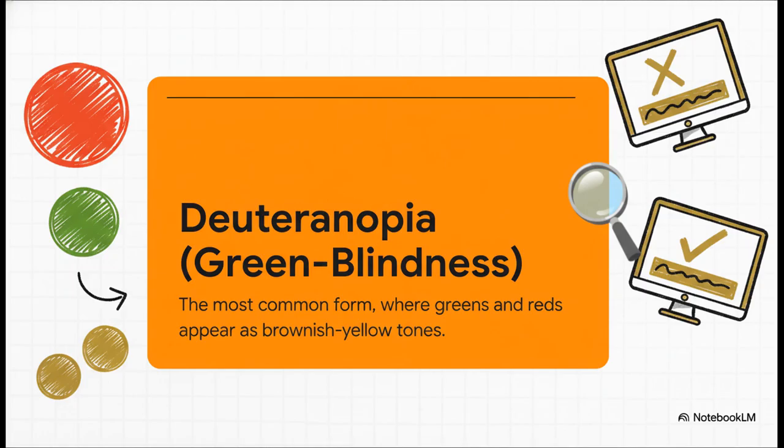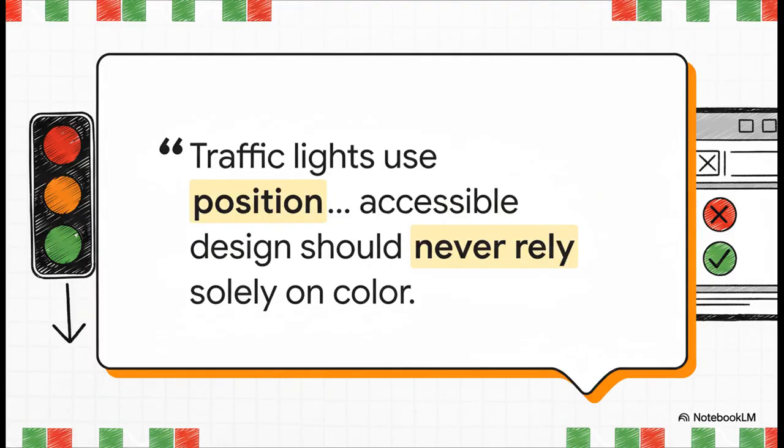For someone with this, reds and greens can look like these dull, almost brownish yellow shades. Now, imagine you have a bright red error message. To them, that critical warning might just blend right into the background. It's basically invisible.